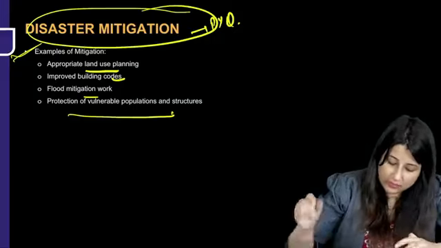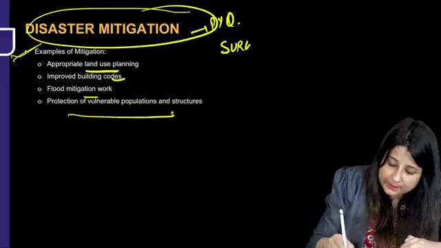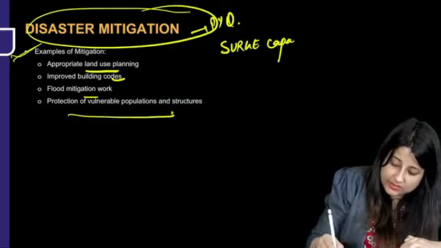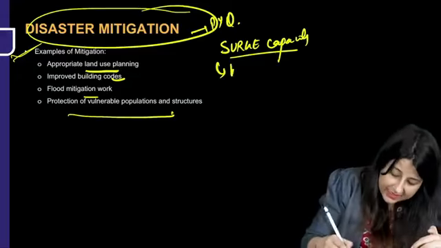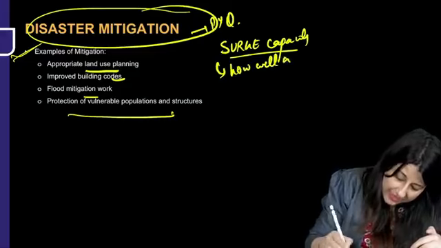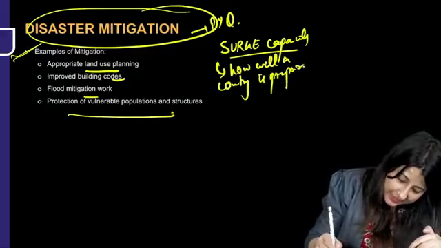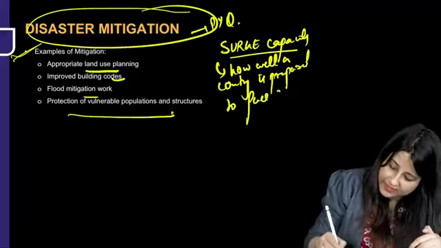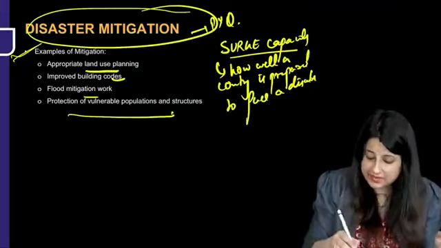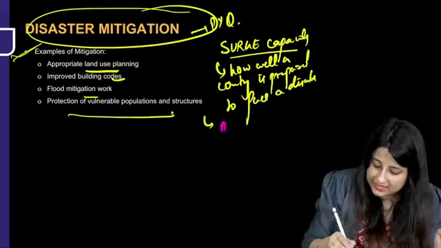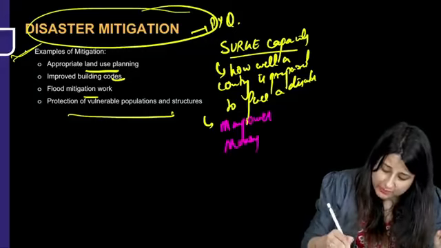And then there is one more term over here that I want to discuss with you, which is known as surge capacity or preparedness. Surge capacity simply means how well a country is prepared to face a disaster. Like, are we ready? If suppose an earthquake happens now, is the country ready? So in that case, we look at the 3 M's which I've taught you many times in PSM: manpower, money, material.